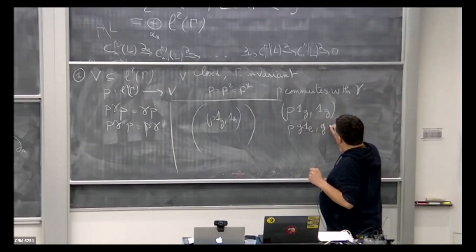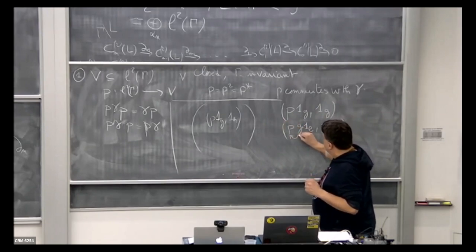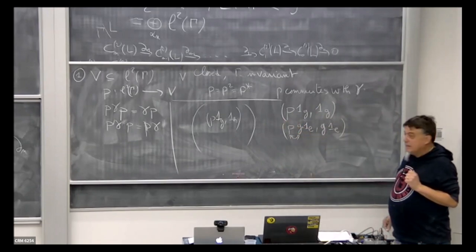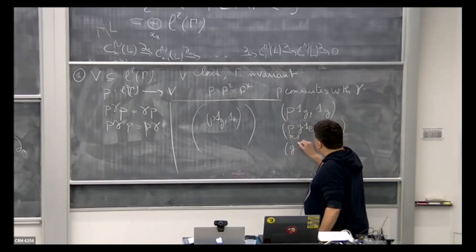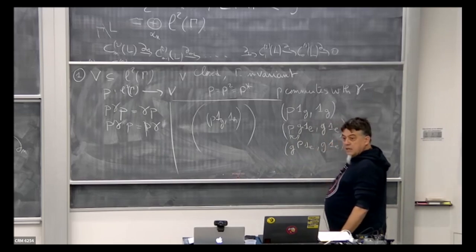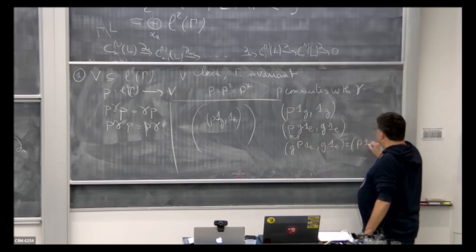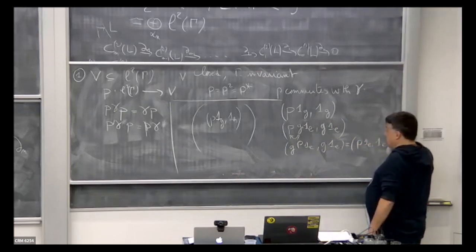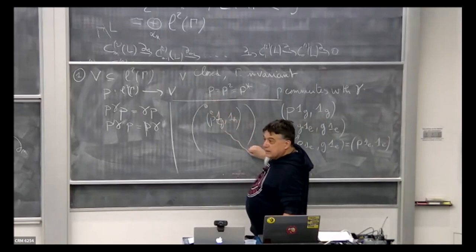So G, one of E. But now, this and that commute, and this is a unitary representation. So this is G, P, one of E, G, one of E. Okay? And this is the same as P, one of E, scalar, one of E. All the diagonal elements are the same.